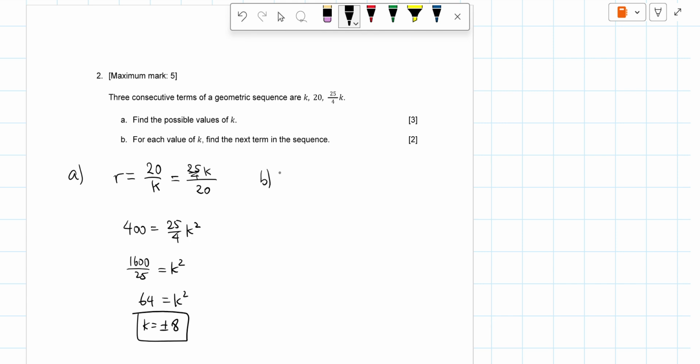For each value of k, find the next term in the sequence. Well, to find the next term in the sequence, we need to know what our common ratio is. Well, we found the common ratio as 20 over k. So I think I can say it as 20 over plus minus 8 would be plus minus 20 over 8, which is 5 over 2.